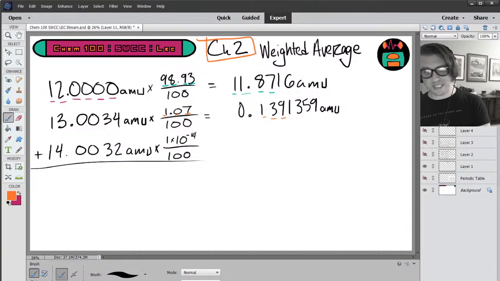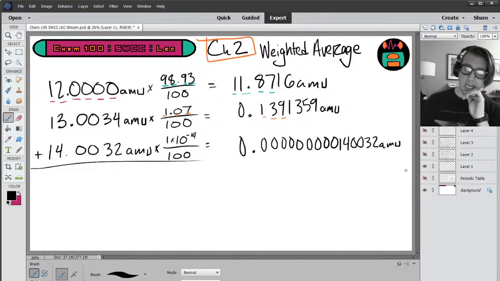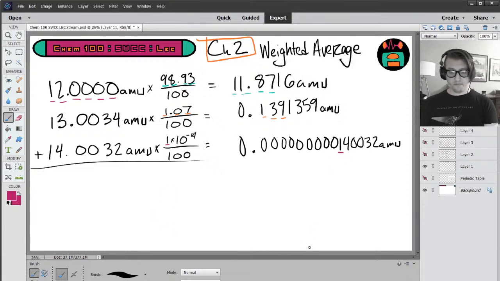Now, when we multiply 14.0032 times 10 to the negative 14th divided by 100, we come out with this number. Let's see. So we have 9 zeros. 1, 2, 3, 4, 5, 6, 7, 8, 9, and then 1, 4, 0, 0, 3, 2 AMU. Here we're limited by, again, our percentage, which only has one significant digit. So we can only keep one from this number. I'm going to put that line there to remind myself.